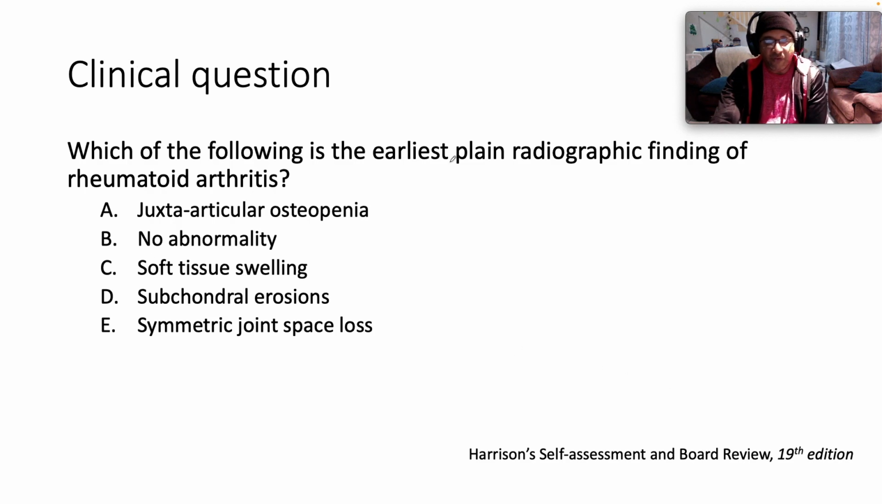Okay, which of the following is the earliest plain radiographic finding of rheumatoid arthritis? Is it A, juxta-articular osteopenia? Is it B, no abnormality? Is it C, soft tissue swelling? D, subchondral erosions? Or E, symmetric joint space loss? Nice question to ask, guys.